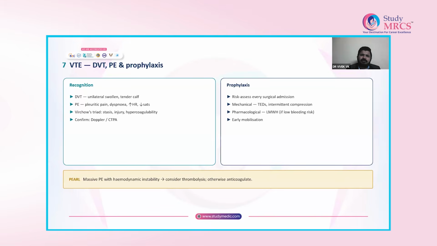So how will you treat a pulmonary embolism case? In a patient with deep venous thromboembolism who developed pulmonary embolism, the patient could be hemodynamically stable or unstable. If the patient is hemodynamically stable, you can anticoagulate the patient. If the patient is hemodynamically unstable, you have to consider thrombolysis. So this is the basic dictum of management of pulmonary embolism. Patient is hemodynamically stable, you can anticoagulate. If the patient is hemodynamically unstable, you have to consider thrombolysis.